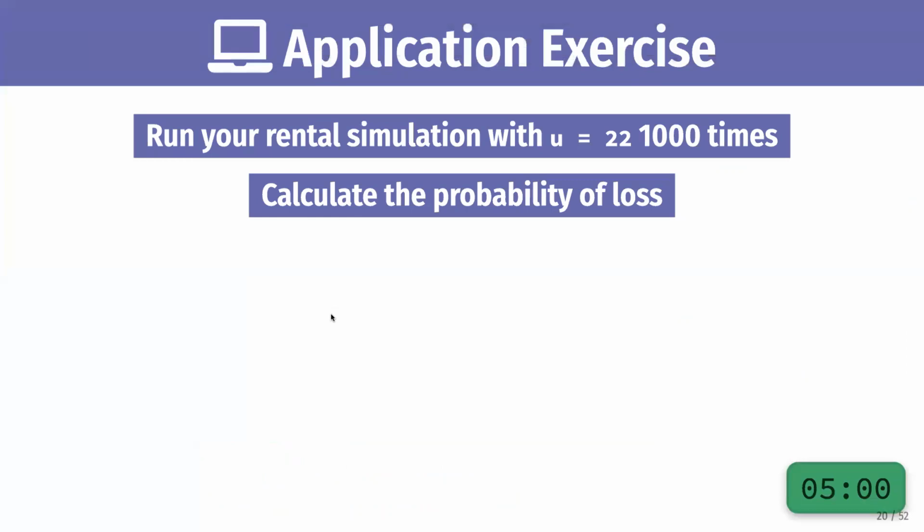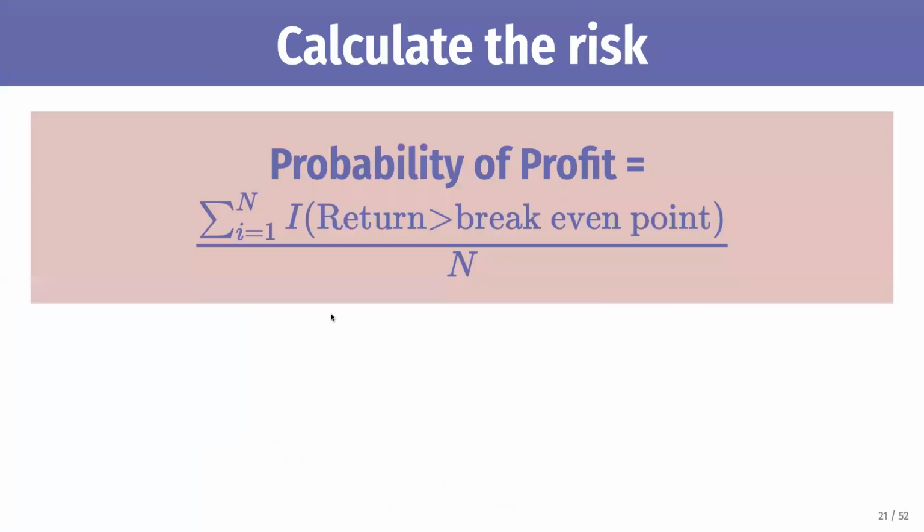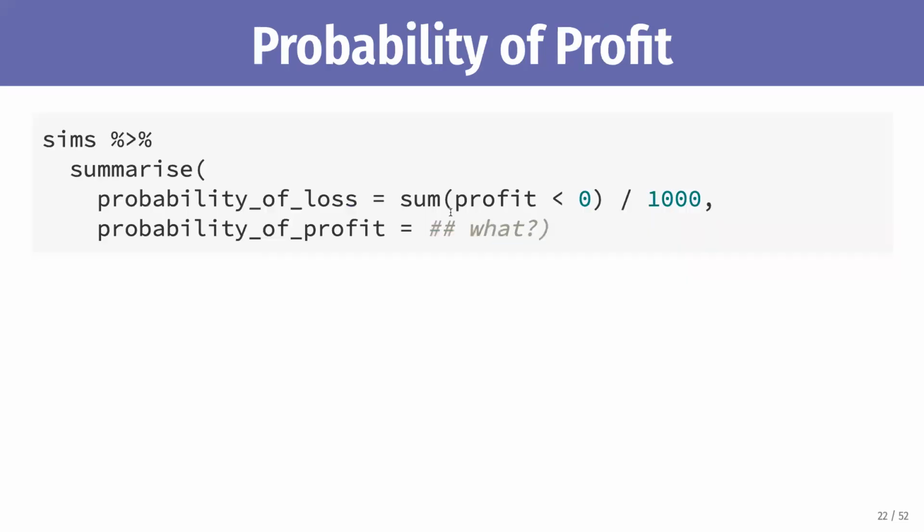I don't think I would want to take this investment if I thought I was only going to get 22 rental units. All right, so we can also calculate the probability of profit, which is just going to be the inverse of the probability of loss. Now in the numerator, instead of the indicator that the return is less than the break-even point, it's going to be the indicator that the return is greater than the break-even point, divided by the total number of simulations.